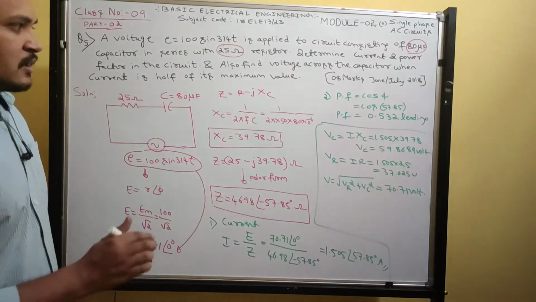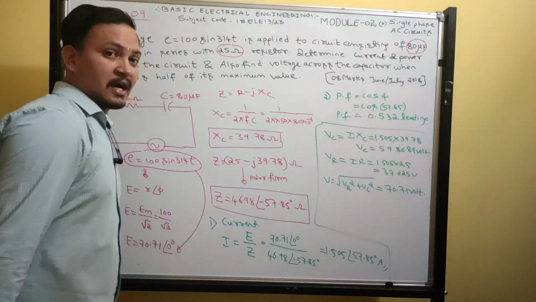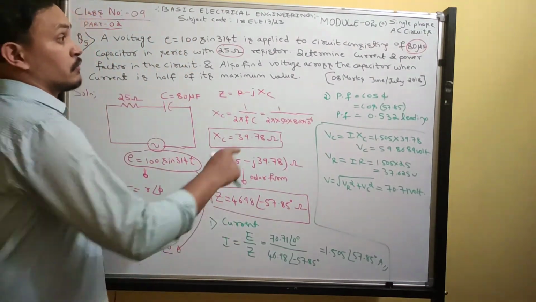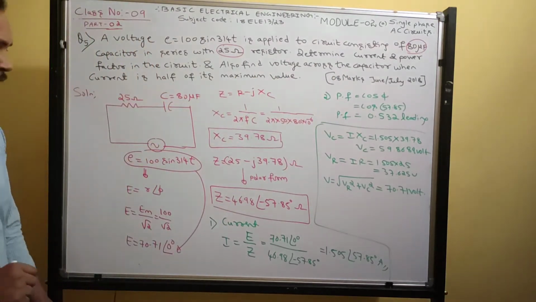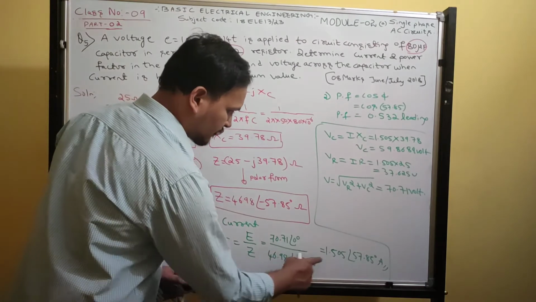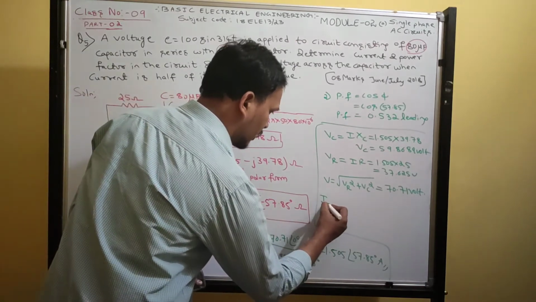But they didn't ask for this voltage. They asked for the voltage across the capacitor when the current is alpha of its maximum value. So now, what is the value of current we got? We got current is how much?